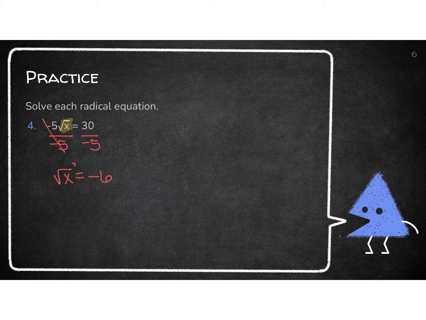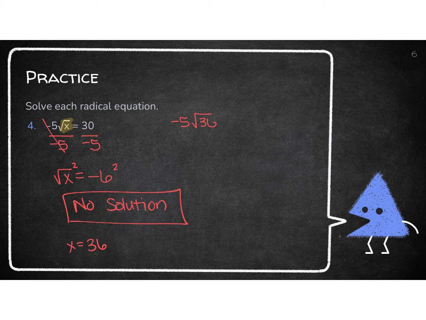So if I were to square both sides, okay, right here at this point, I would say no solution, but I want to show you exactly how this works, okay? If you square both sides, you're going to end up with x equals 36. So if I plug that into here, -5 times the square root of 36 equals 30. Well, I know that the square root of 36 is going to give me 6. So I'm going to end up with -30 equals +30. That is not a true statement. So since that's not a true statement, again, that tells me it is no solution. So this does not work out, and my final answer is no solution.